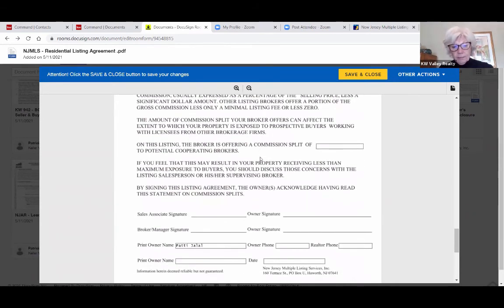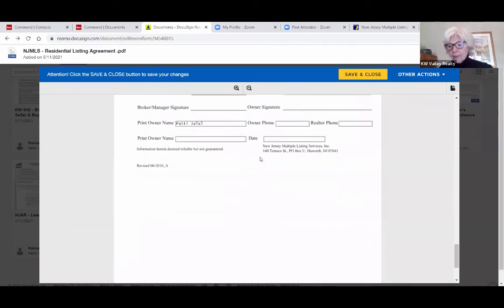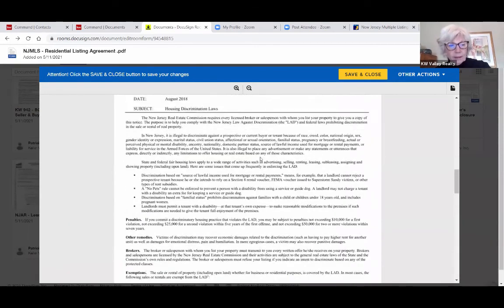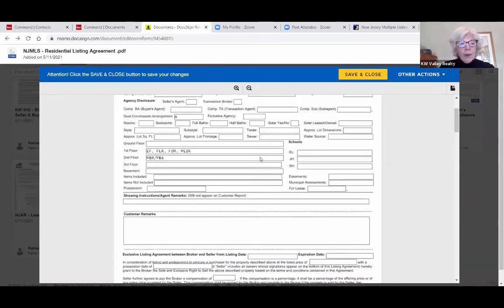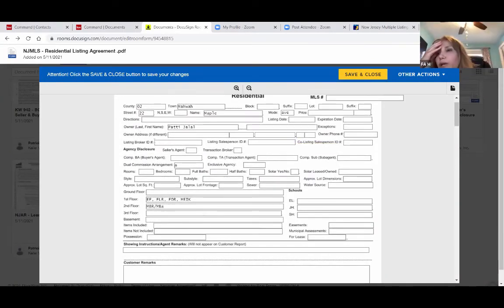And then you sign, the owner signs, and everybody's happy. I did skip over that. I don't know how I did that, but I did. Let's go back up. So we write 2.5% in that area? Yes. When we were up here, listing broker ID, I skipped over where it says agency disclosure.